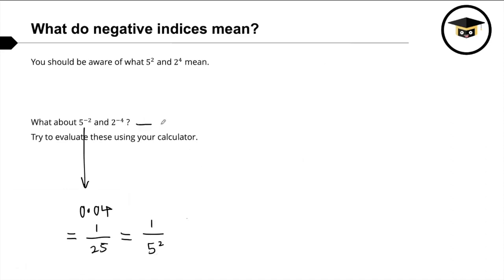Now, what about 2 to the power of negative 4? Well, 2 to the power of negative 4 is equal to 0.0625 on a calculator. But an even better way of representing that, if we just use our SD button, is 1 over 16. And even better than that, 1 over 2 to the power 4, because 16 is 2 to the power 4.